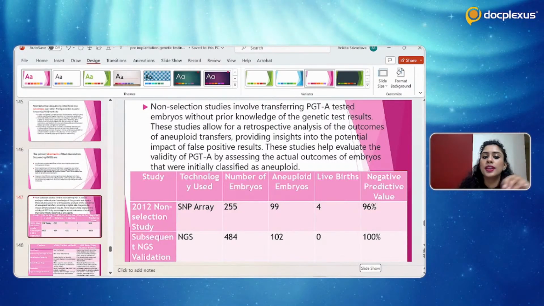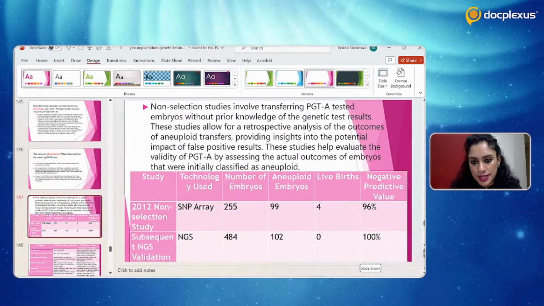So here you can see SNP arrays, the technology used. Number of embryos was 255. Aneuploidy was 99 embryos. And live births you got 4.